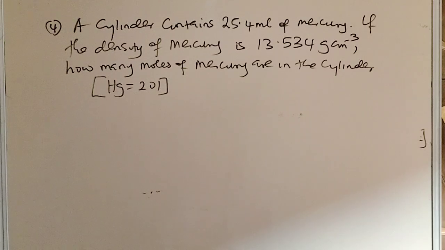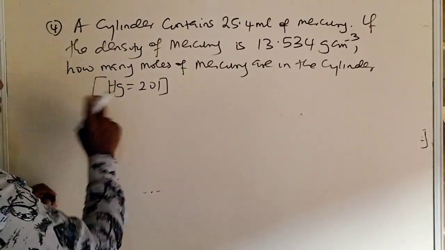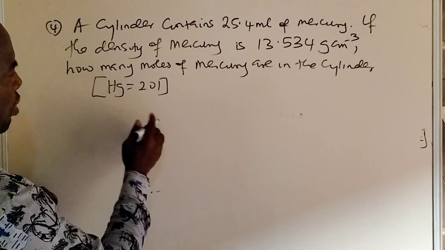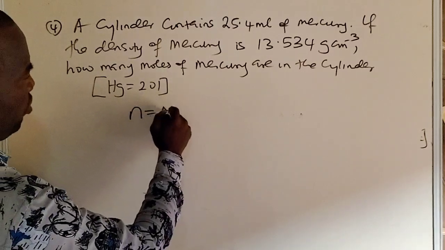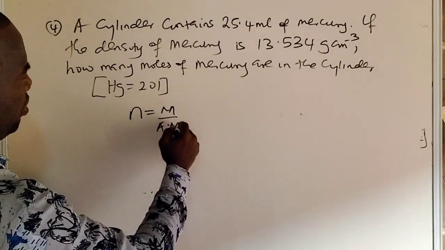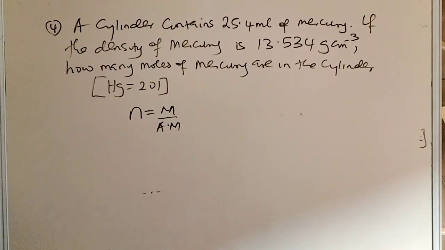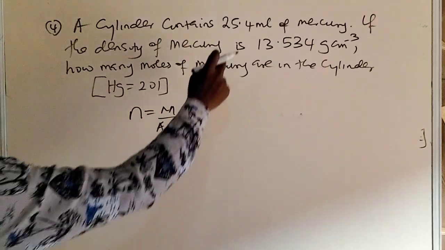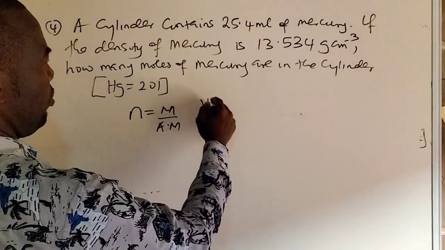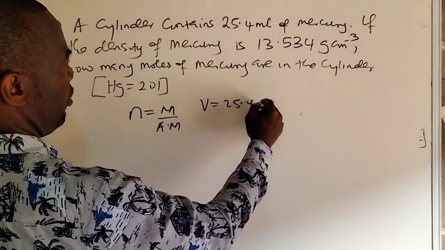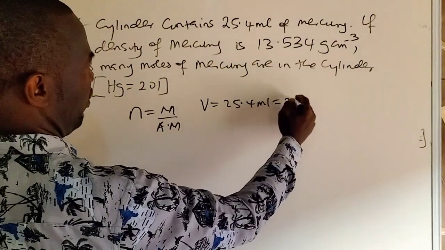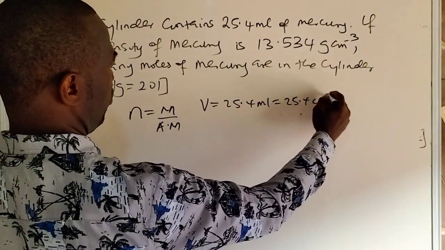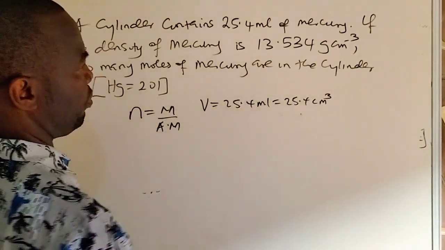We're looking for moles. Well, we know that mercury is a metal, and being monatomic, number of moles should be mass over atomic mass. Before we go ahead, we don't know the mass. We have to find the mass first. What we are given here is the volume of mercury, that is volume 25.4 mL. We enter it as 25.4 cm cube because 1 milliliter is equal to 1 centimeter cube.